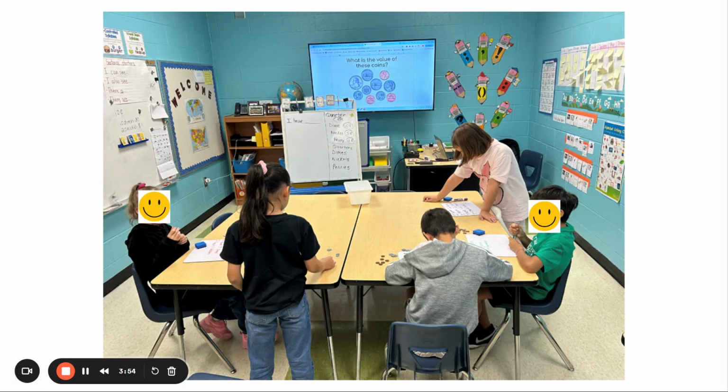Finally, they would work independently. I would walk around the room checking on the students and asking them questions such as, how many quarters do you have? Do you have more pennies than dimes? Or how many nickels do you have? And so on.